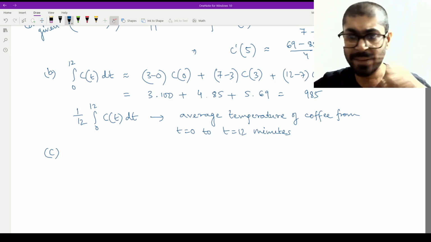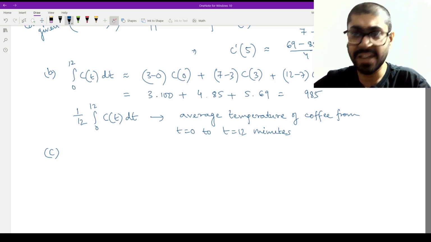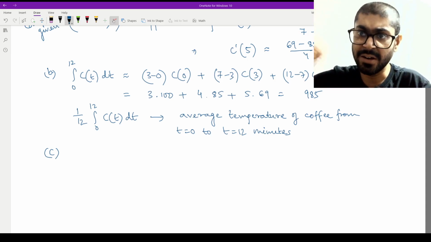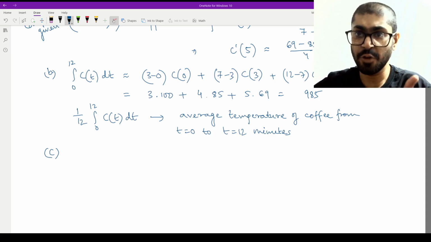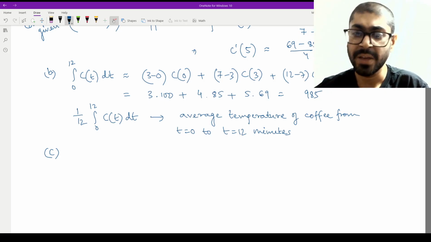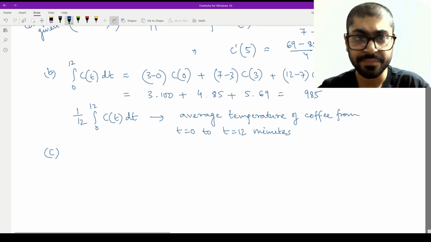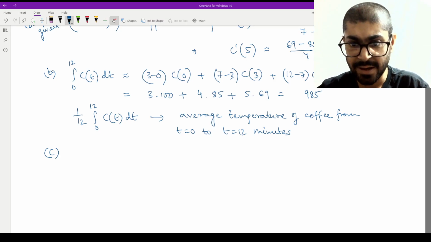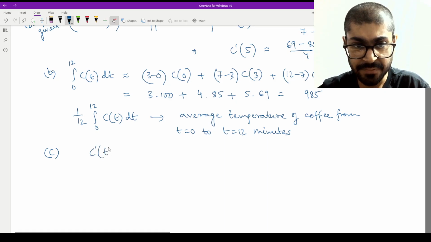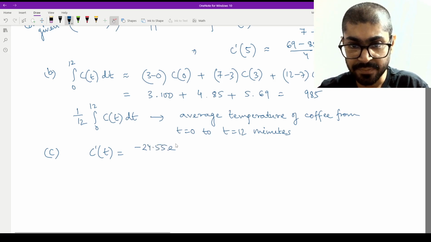All right, so same logic: the growth equation is the one in which the exponential part has a positive coefficient, and the decay equation has a negative coefficient in the power of the exponential function. So we are given a decay equation and we are supposed to calculate the rate of change of temperature of a coffee, and find the temperature of the coffee at time t equals 20. Fine. So C'(t) is given as minus 24.55 e to the power 0.01t.